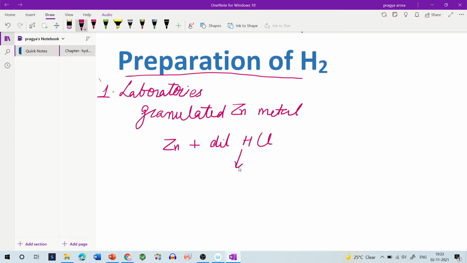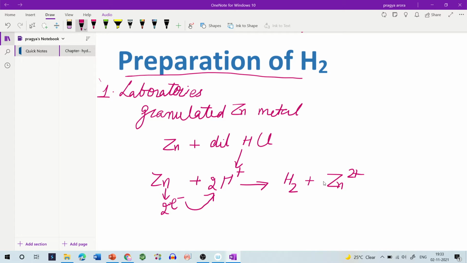This HCl will provide H plus ions, and zinc will lose its electrons. Those electrons will be gained by H plus to convert into H2 gas. So zinc will lose two such electrons, and two such H positive ions from the dilute HCl will react and form H2 gas along with the formation of Zn 2 positive ion. So in the laboratory, by using dilute HCl with the granulated zinc, this is how hydrogen is produced.